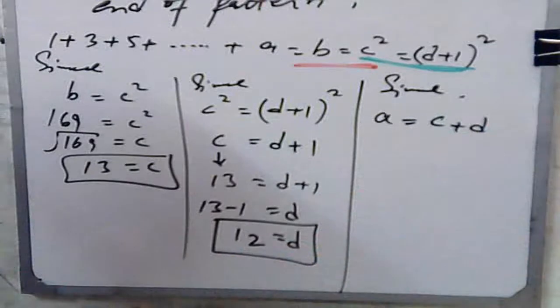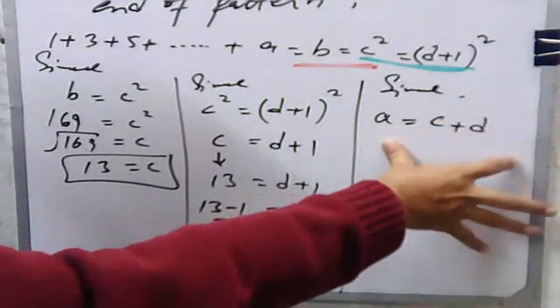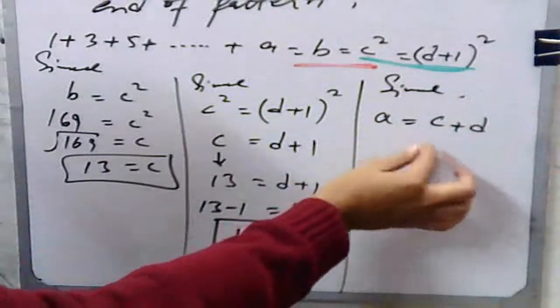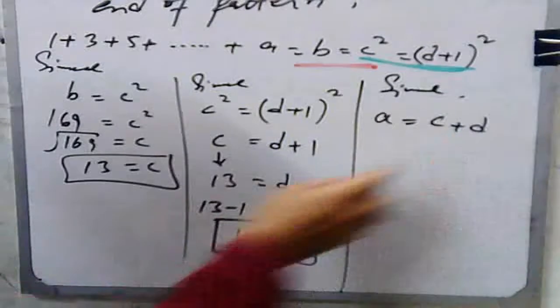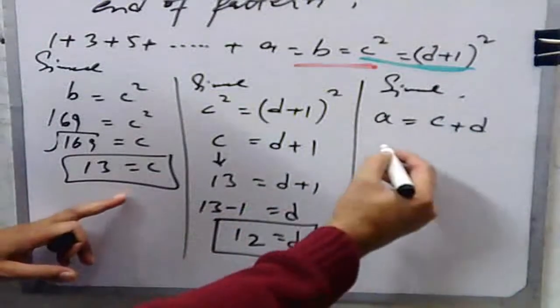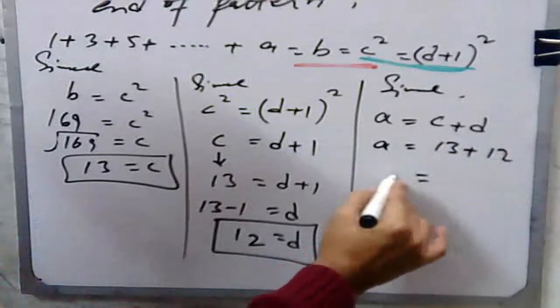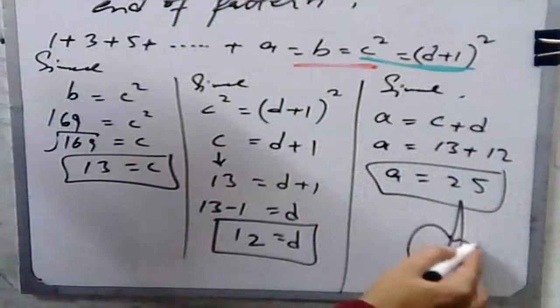Since we are well familiar that a is equal to c plus d, it is your general formula. If you see the Fibonacci sequences, in that sequence we know that the common difference and the constant term should be added, so you will get the first term a. So here it is your formula, a is equal to c plus d. You have calculated the value of c is 13 and the value of d is 12, so by adding, the value of a is 25. So that is your required result.